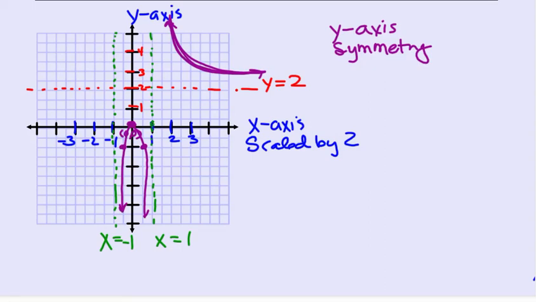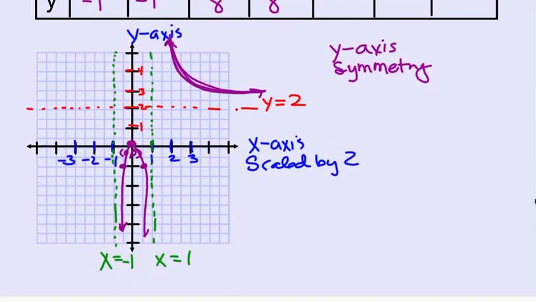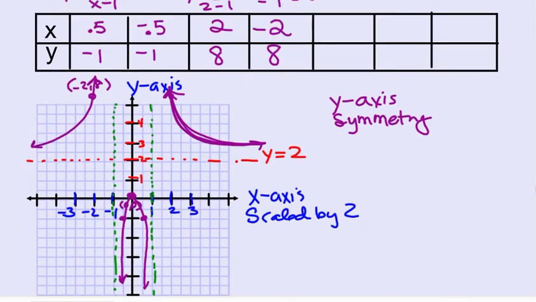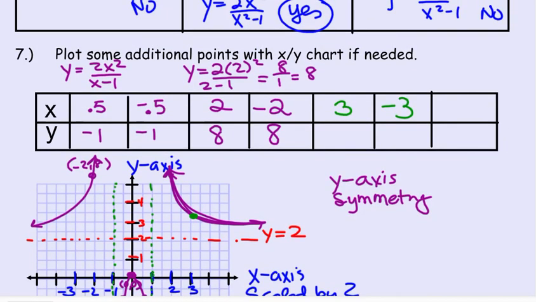And then again, there's symmetry. So there should be another point. If I change the x to -2, I should have also up 8. So -2, up 8. And sorry about that. And that's how the curve would look. You probably should graph a couple more points within these curves. Maybe try something like 3 and -3. I'll just do that quickly. So 3 squared is 9, 9 times 2 is 18, over 2 is 9.